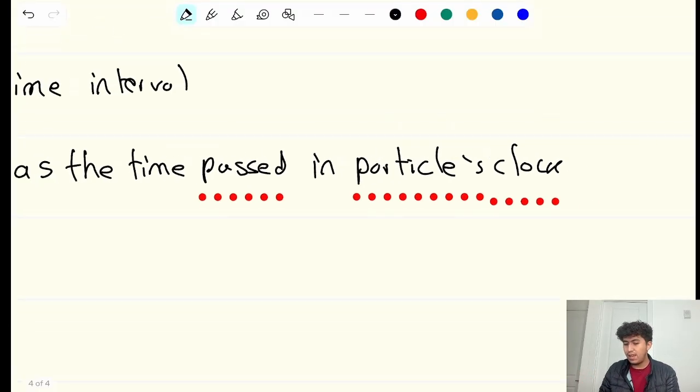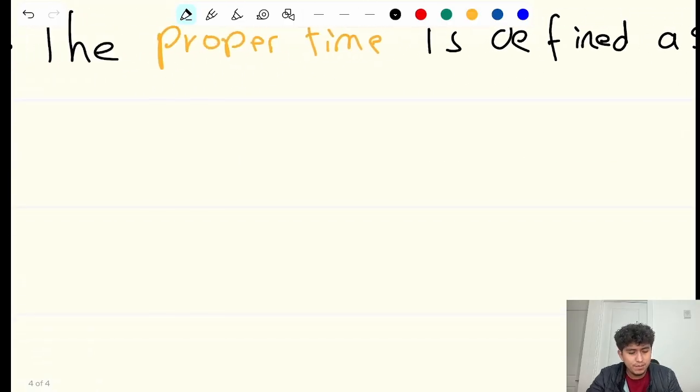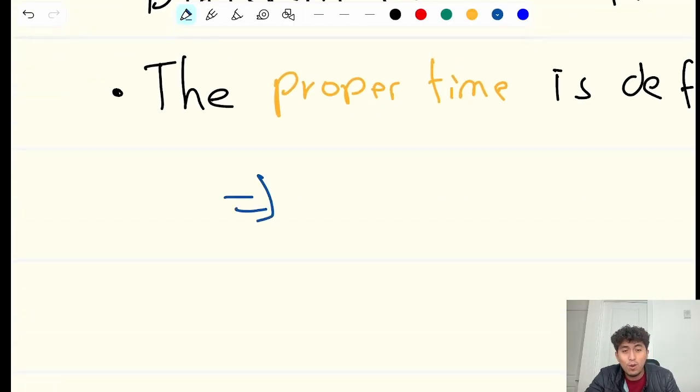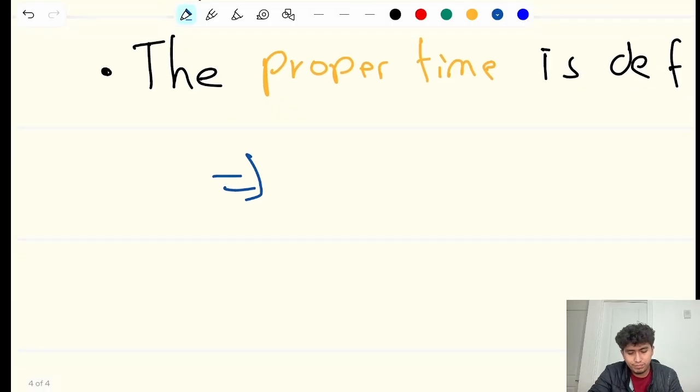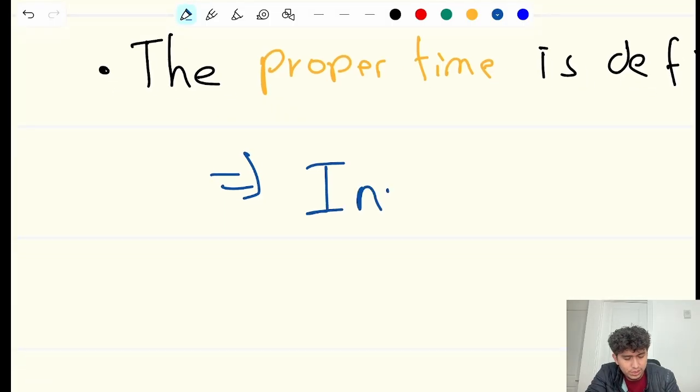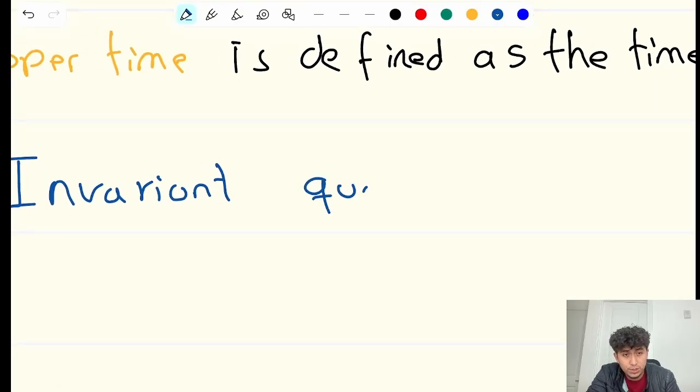Same words. And the important thing about the proper time is that it's an invariant. So whenever you change frames, any other observer should agree on what the proper time of a particle is, what the measure of time is in the reference frame of the particle. It's an invariant quantity, and we're gonna show this. Whenever you change frames, the proper time is not gonna change.